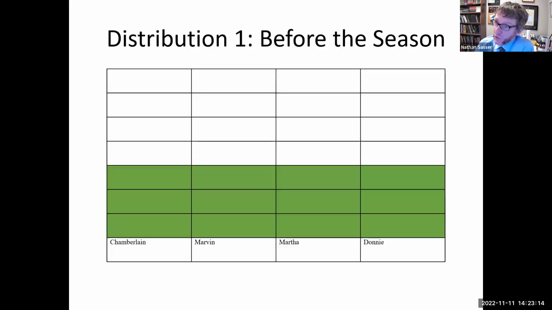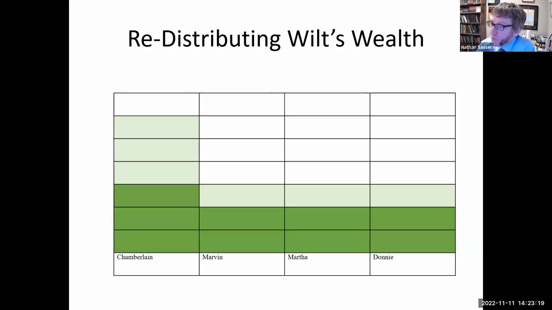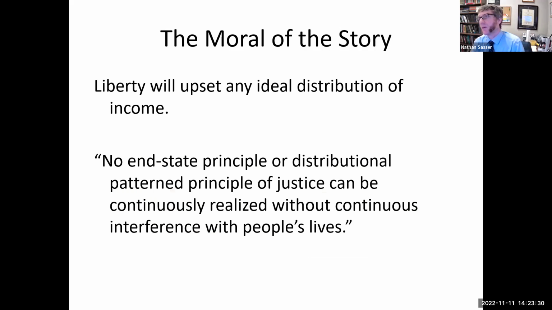Now, if you want things to go back to total equality or whatever ideal scheme you have in mind, you're going to have to redistribute Wilt's wealth at the end of the season. You're going to have to take away all the extra money that he made, all the profits, and give them back to Marvin and Martha and Donnie. That's what that light green symbolizes.